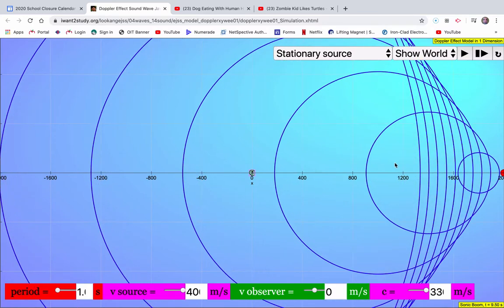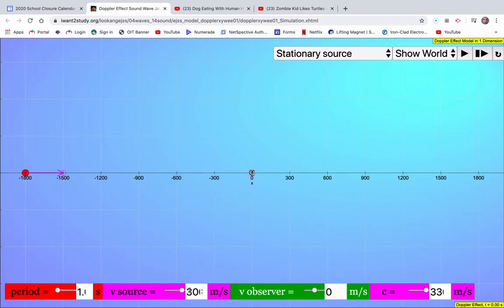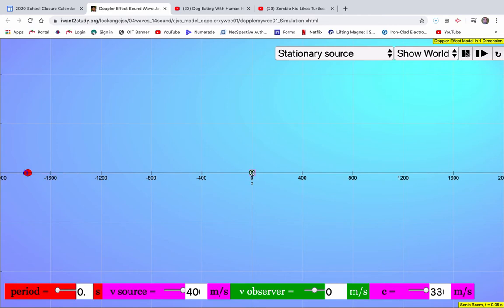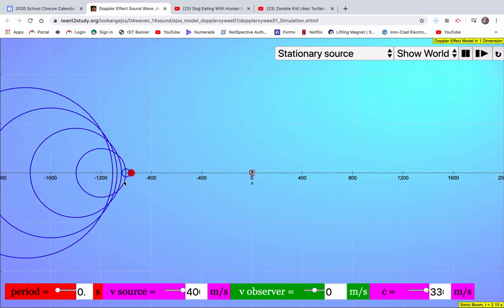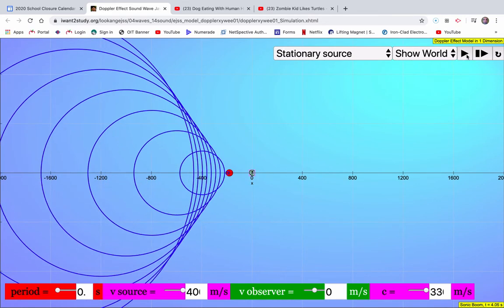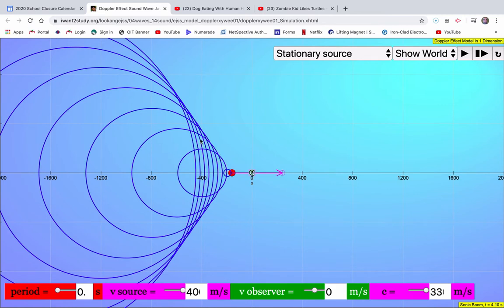You can't really see it here because they're so far spaced out, but if we reset this, let's make that 400 again, and let's make this more frequent. So how about instead of every 1 second, let's do it every half second. Then you can see the shock wave a little more clearly. Let's pause it right there. You can see these wave fronts building up, and that of course is what the sonic boom is.